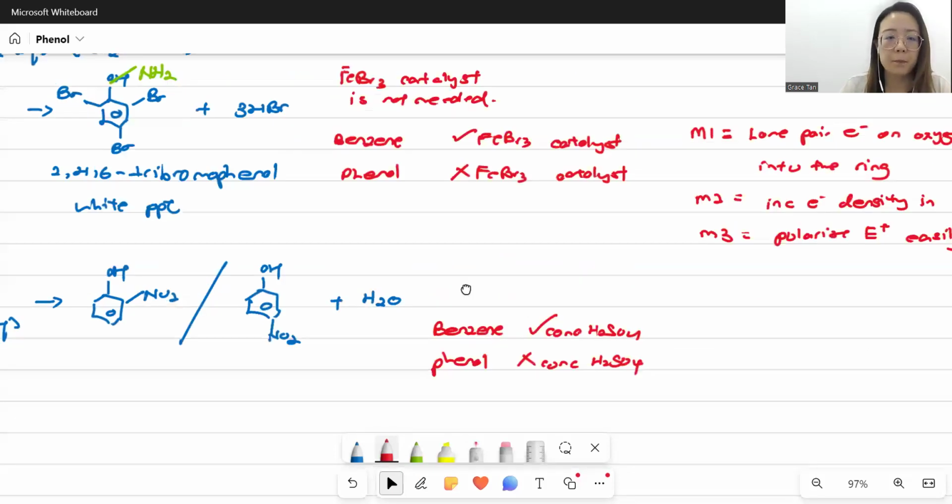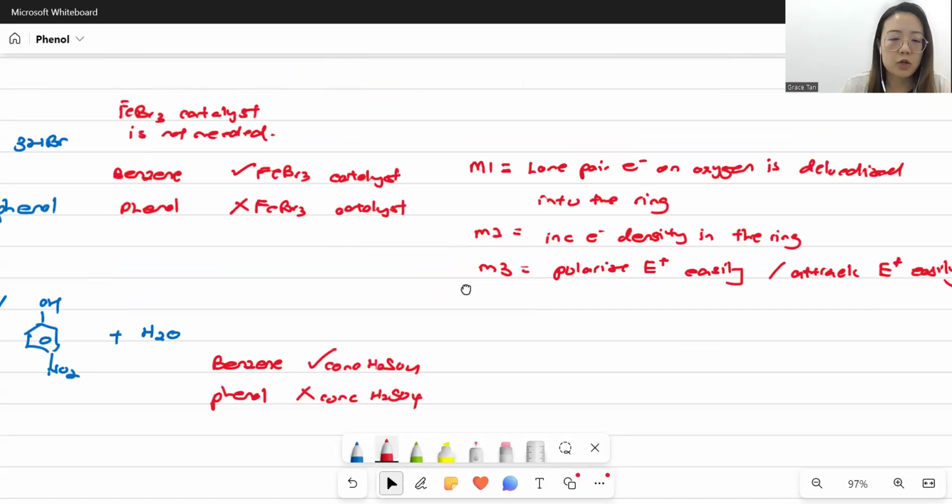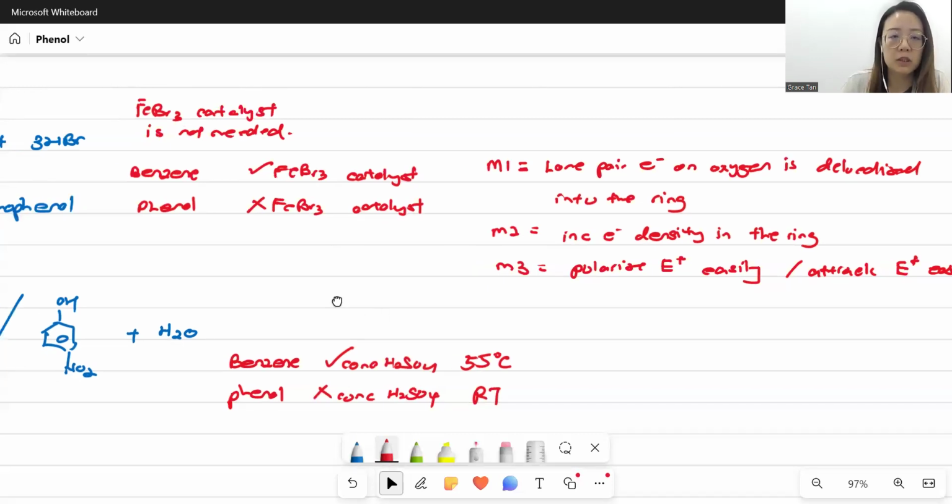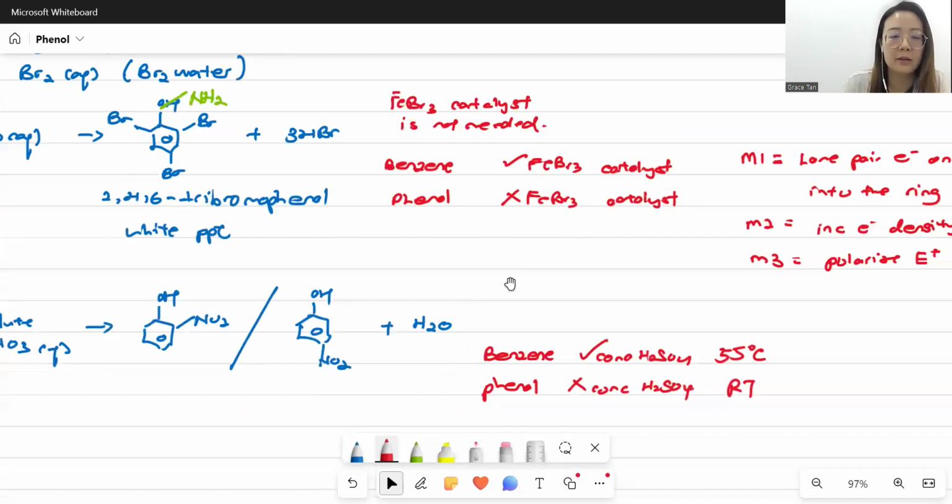Can you please explain why benzene requires concentrated sulfuric acid and 55 degrees Celsius? Yes, there's another one, 55 degrees Celsius. Whereas phenol, we just go by room temperature. Why is phenol always easier? Why is benzene more difficult? That's why we require a lot of catalyst and maybe temperature to help the reaction occur. Same reason. You go to the same M1, M2, and M3 discussed. So you clearly must know the difference between a benzene and a phenol.